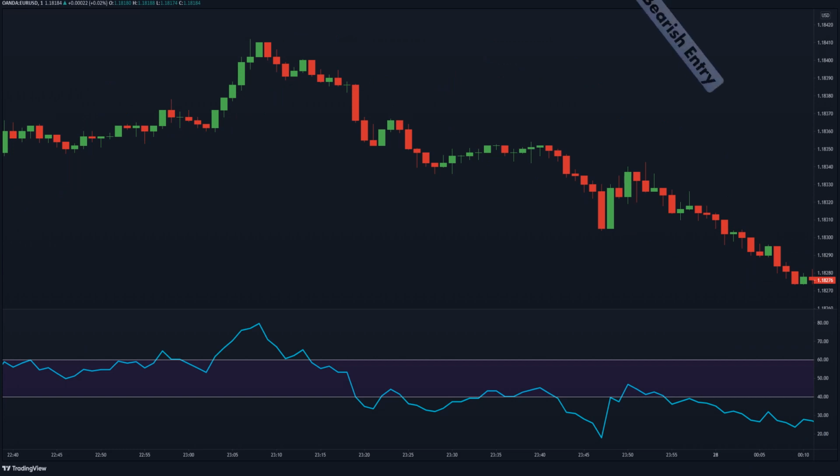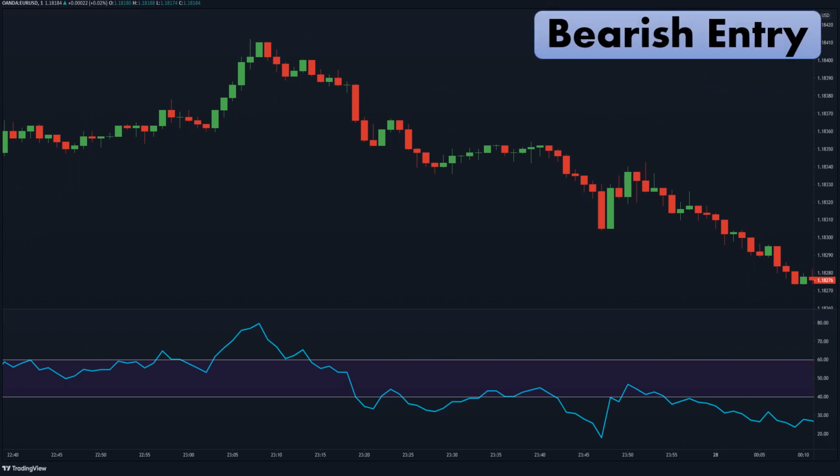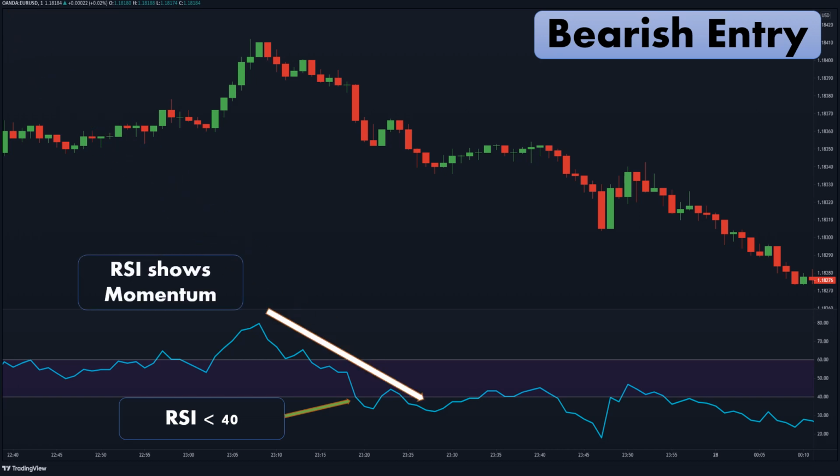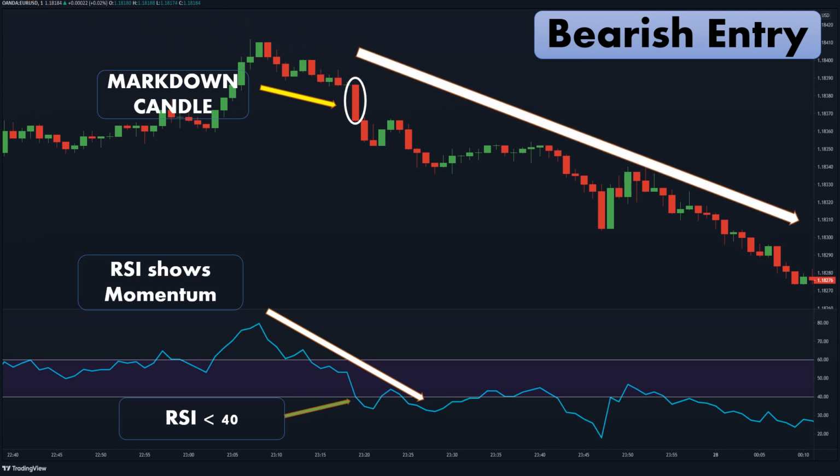Let us go through few examples to review the shorting opportunity with this strategy. We see the EUR/USD chart where the RSI is gradually moving towards 40, and this RSI momentum shows great strength. So as per our strategy, as soon as the RSI crosses below 40 levels, we enter the trade on the low of our markdown candle. You can see how sharply the price fell down and we were rewarded 8 times from our entry price.